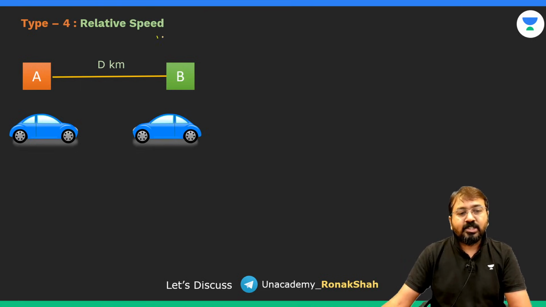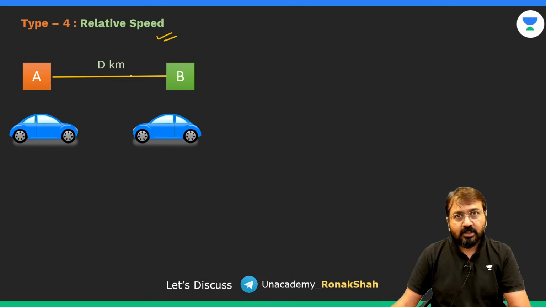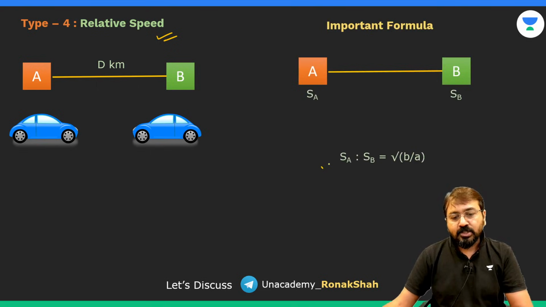Then the next variety is based on relative speed. You know that when two bodies travel in the same direction, the relative speed is the difference of the speeds, and when they travel in the opposite direction, the relative speed will become the sum of the speeds, right? So questions will be straight away based on that. Here once again there is a special scenario, so you need to remember this formula.